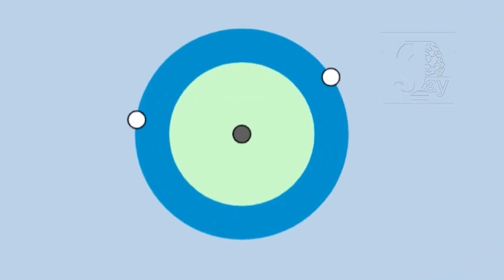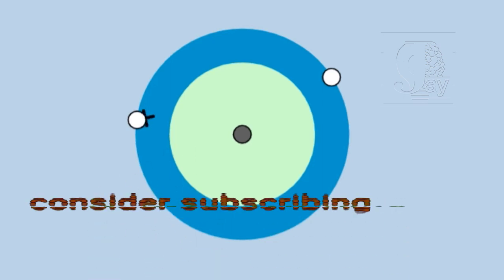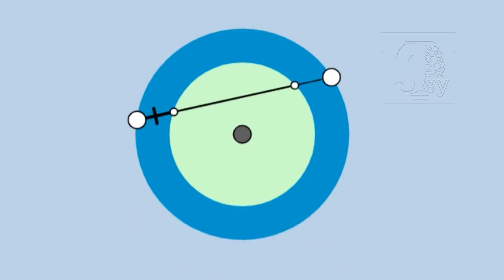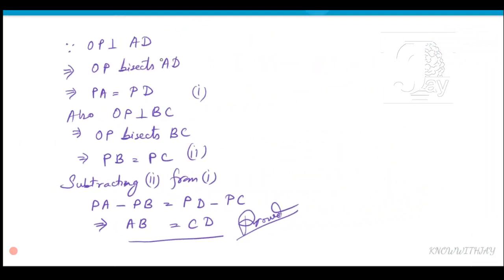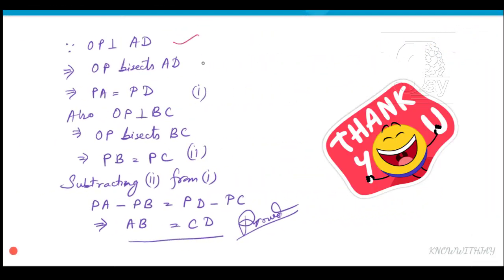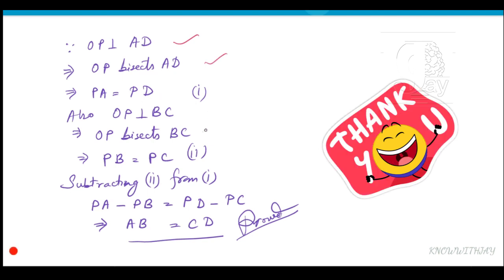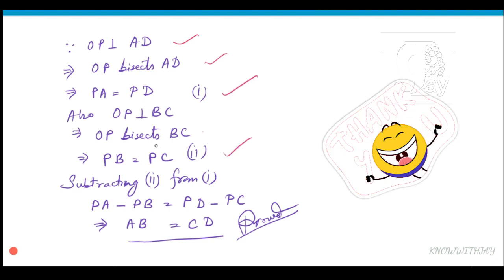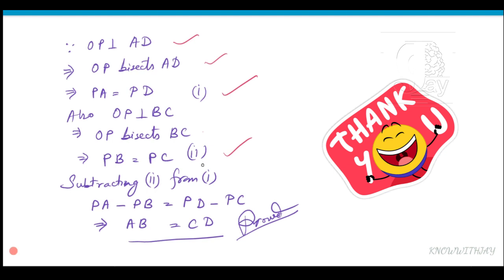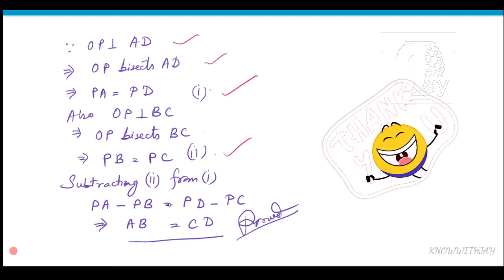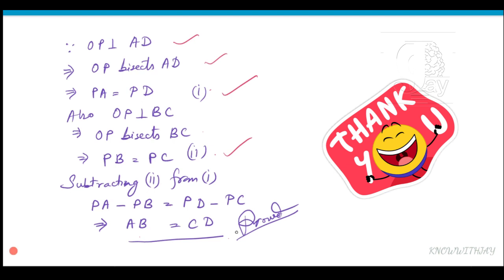The answer to this question can be illustrated with the help of this animation. So this is the solution part. OP is perpendicular to AD, therefore OP bisects AD, and PA equals PD. Also OP bisects BC, so PB equals PC. Then we subtract the second one from the first one, and we get AB is equal to CD.